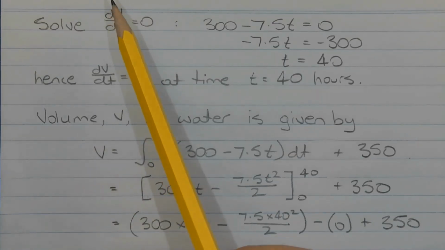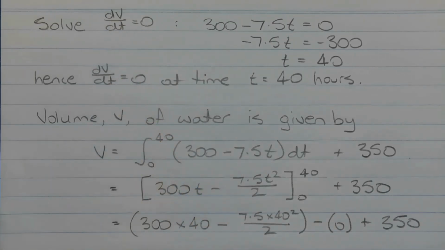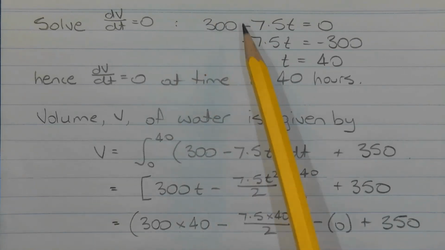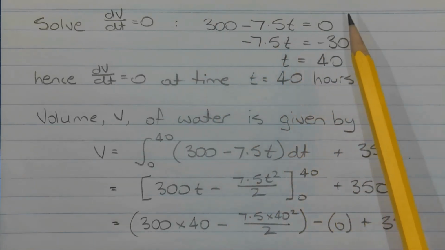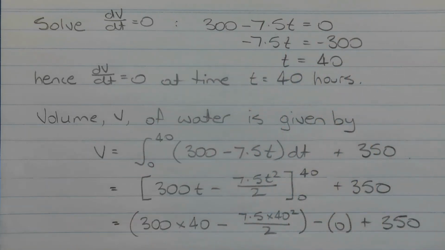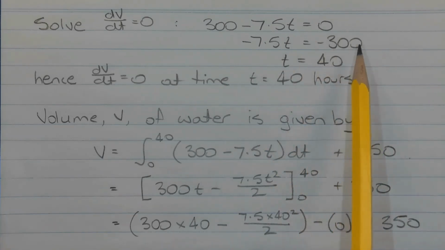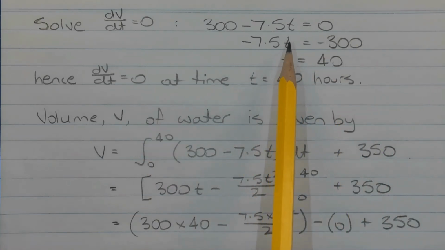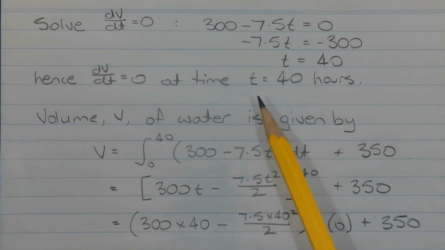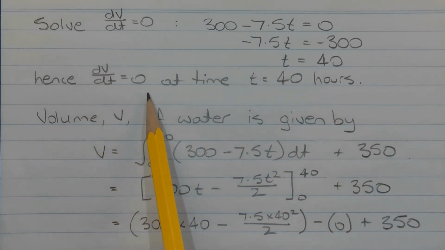I'm going to start by solving dV/dt equals 0 because we need to know at what point in time is the rate of change of volume equal to 0. So solving 300 minus 7.5t equals 0, rearranging this equation to make negative 7.5t the subject, so we just move the 300 over to the other side, it becomes negative 300, dividing both sides of the equation by the coefficient of t, so dividing by negative 7.5, we get t is equal to 40. Hence, dV/dt is equal to 0 at time t equals 40 hours.